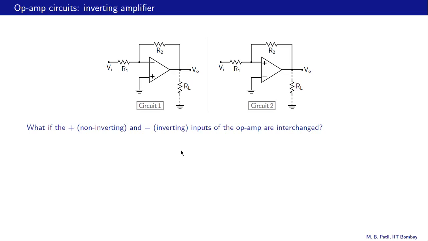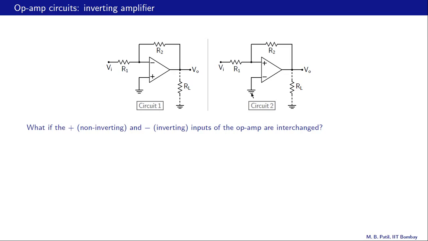Let us now address a very important question, and that is, what if the non-inverting and inverting inputs of the op amp are interchanged? This is our inverting amplifier. The non-inverting input here is going to ground. What will happen if we interchange this plus and minus to get this circuit? So this circuit is the same as the first circuit, except here the inverting input is going to ground.